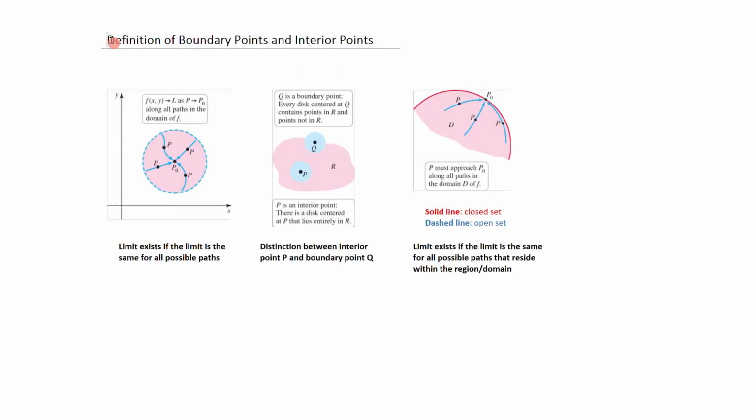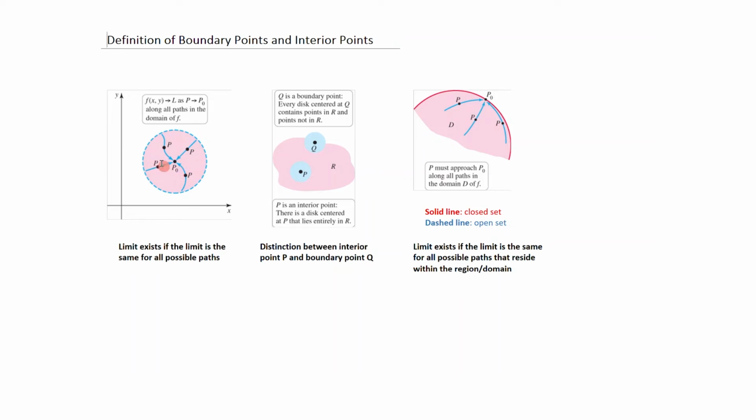All right, so now we need to introduce two new definitions. One of them is what we mean by boundary point, and the other is what we mean by interior point. These three diagrams help us understand what that means. On the diagram on the left, for the two-variable case, you have to approach a particular point P0 from all possible directions, which of course will be an infinite number of directions. And in all cases, its limit should be the same. In other words, the limit should always be L. So the limit exists if the limit is the same for all possible paths.